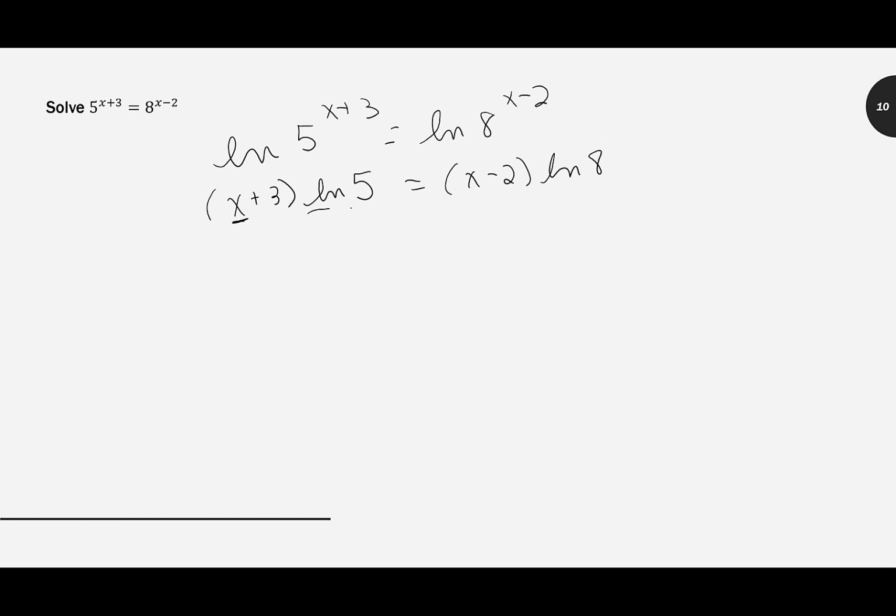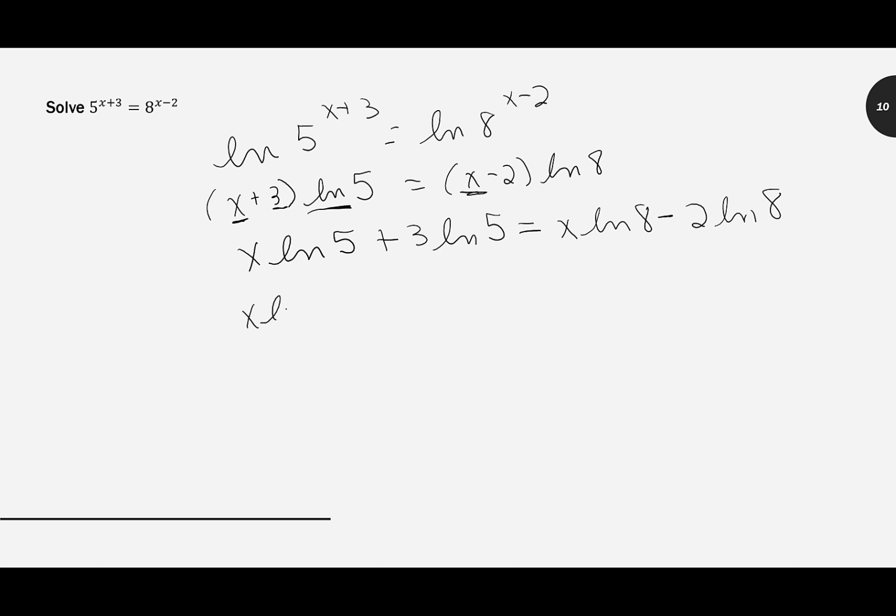I'm going to do x times the natural log of 5 plus 3 times the natural log of 5. That's going to be equal to x times the natural log of 8 minus 2 times the natural log of 8. Our goal is to solve for x, so let's get all the x's together. Let's get all the numbers together. So I'm going to leave the x natural log of 5 on the left, and I'm going to bring the x natural log of 8 over with it. I'm going to move this 3 natural log of 5 to the right. It will become negative, and I still have this negative 2 natural log of 8.